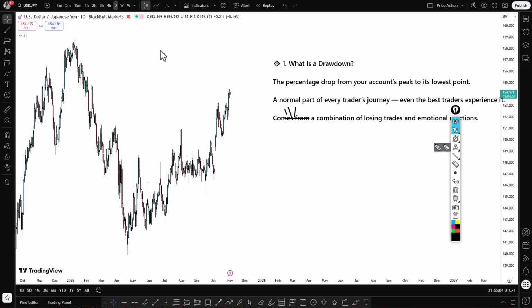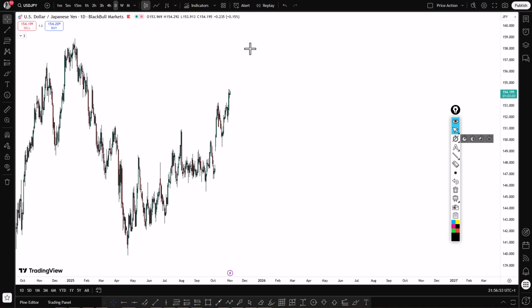Okay? It's also going to be very difficult for you to maintain a consistent outcome. When you're encountering a drawdown, it's very important that you remain consistent with your trading approach. Okay? Focus on executing your edge flawlessly and not deviating from it.